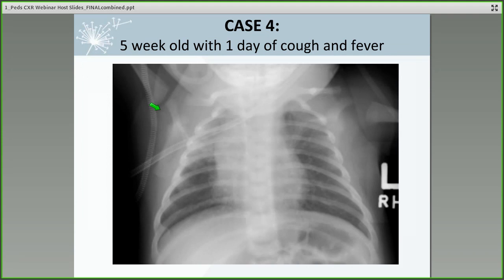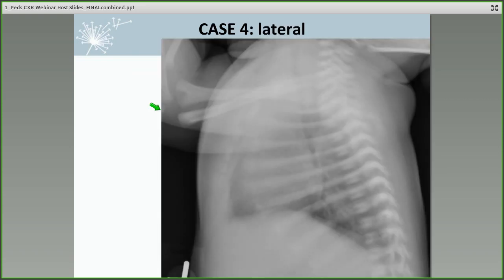Okay, so this is our next case, case number 4. This is a 5-week-old who had 1 day of cough and fever. And in LA County, they asked me about her labs. Her white count was 3.4. She had 20% neutrophils. We did not obtain inflammatory markers. This is her lateral film. You've had a little minute to look at the frontal. Here's the lateral, and it's time for a polling question.